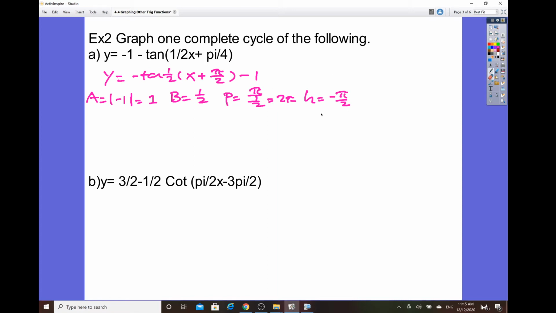Okay, let me just put it down here at the bottom. It's a lot of stuff that needs to be shown here. So h is negative pi over 2, k is negative 1. And then the one cycle, and also another thing, reflection over the x-axis. It's the negative sign right in front of that a. And you can do the one cycle test.